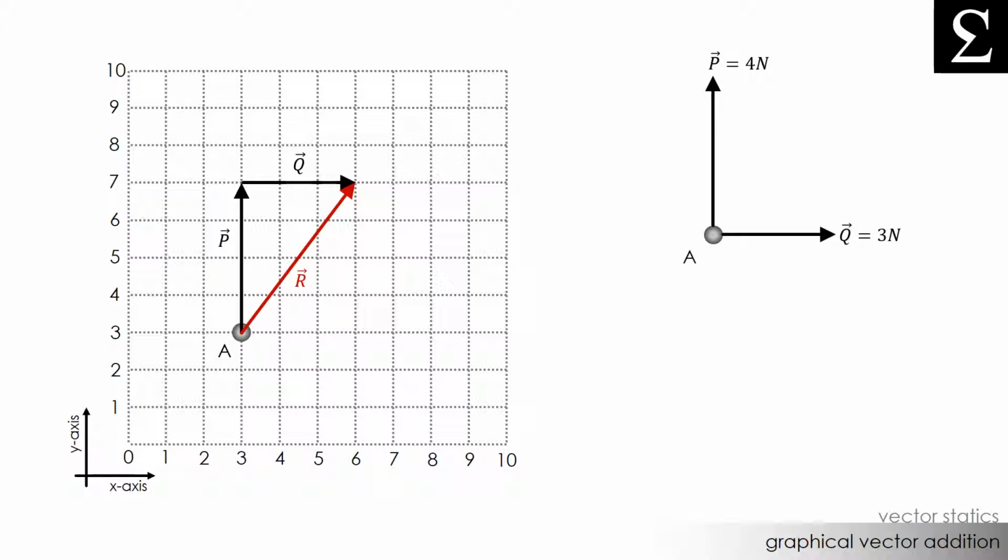Since vectors P and Q are perpendicular to one another, we can use the Pythagorean theorem to figure out the value of our resultant vector. We find that R is equal to 5 newtons. We can also measure from the graph which direction the resultant force is being applied. If we measure this angle here, which is alpha, we find that the angle is 60 degrees from the horizontal. We can now say that the resultant vector is 5 newtons at an angle of 60 degrees above the horizontal.